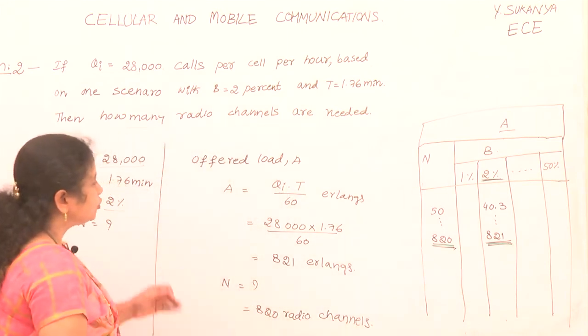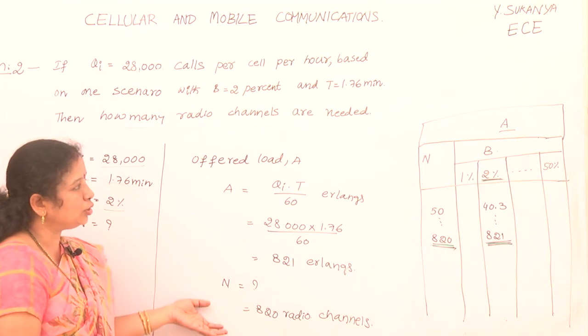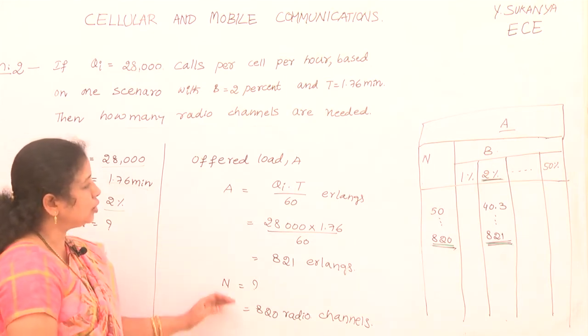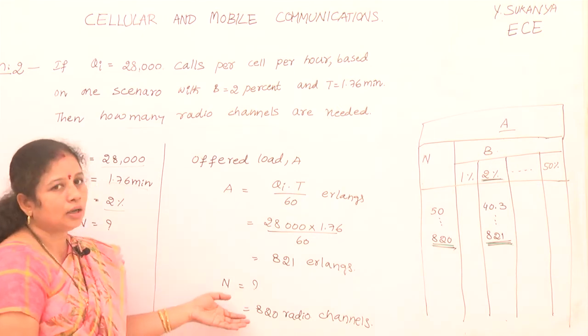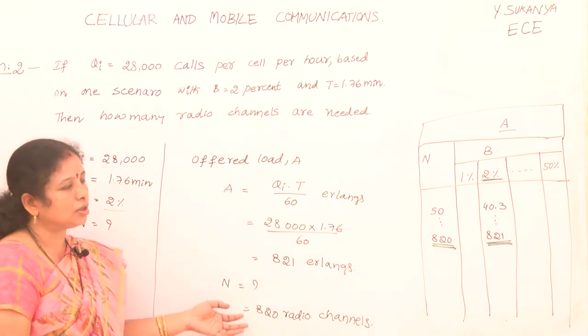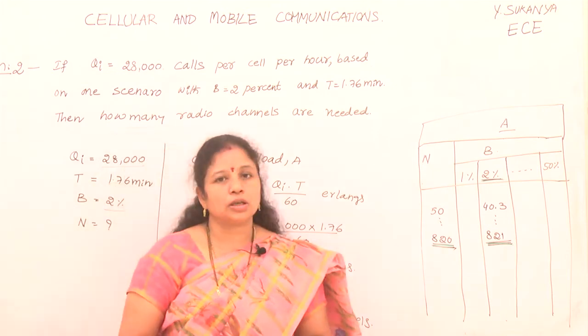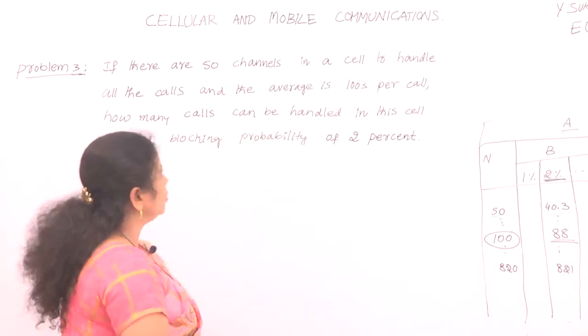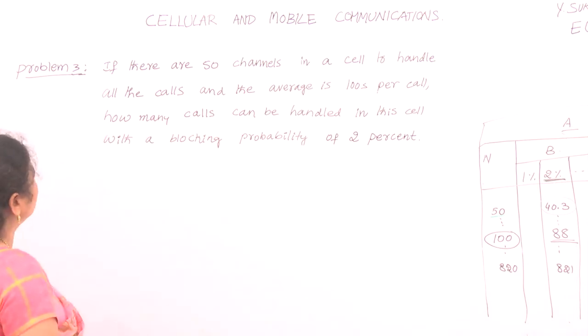Okay. So in this way, we will be solving the numericals related to offered load, and with that offered load, how to calculate the maximum number of channels. Okay. Next, we will see the next problem. So coming to the next problem, the problem is given like this.